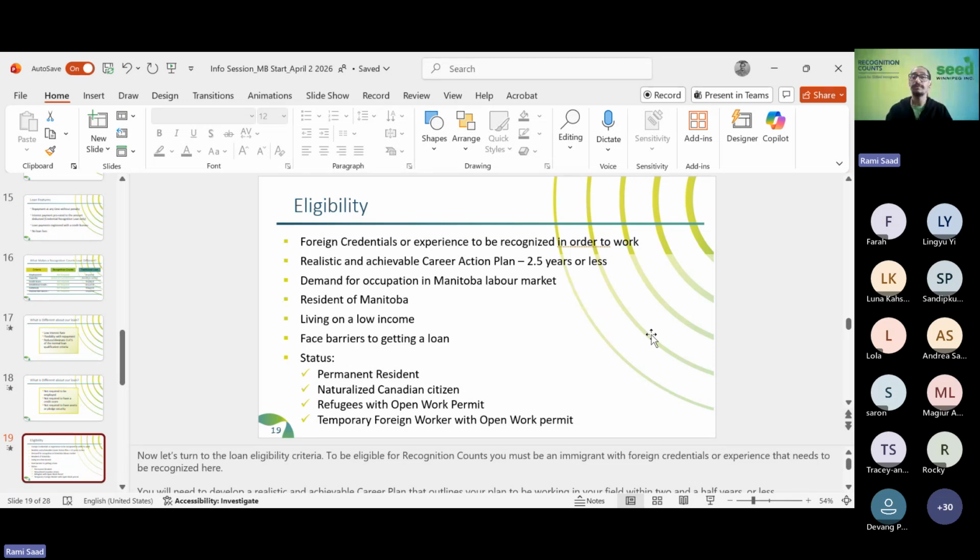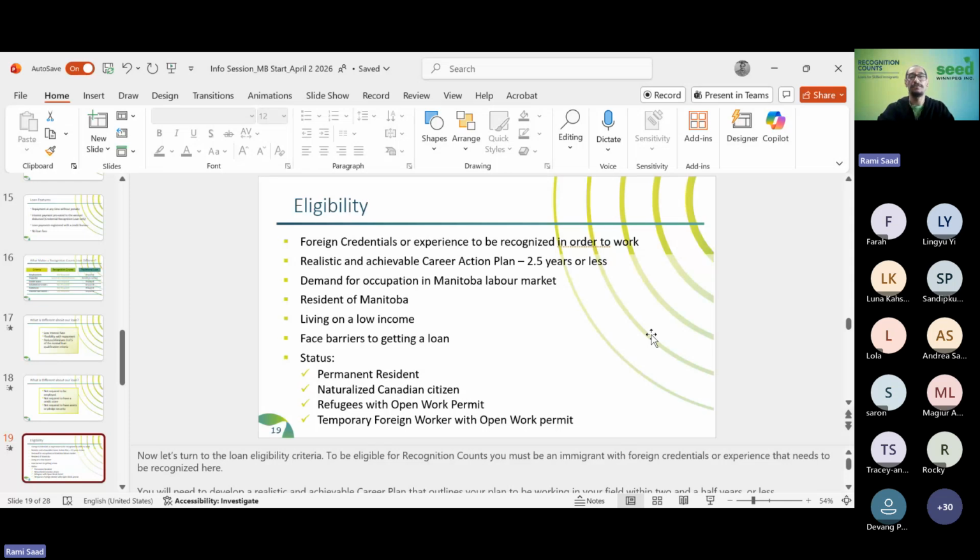When we say a job in demand, you can learn about that from Google. You can go on Google and write just "in demand jobs for Manitoba." So you can at least know that when you get the loan, there is a job for you, and that you will be able to make money out of it. You will need to be a resident of Manitoba. It doesn't matter if you're in Winnipeg or not, as long as you're a resident of Manitoba.